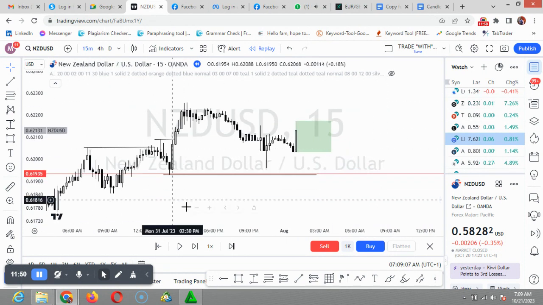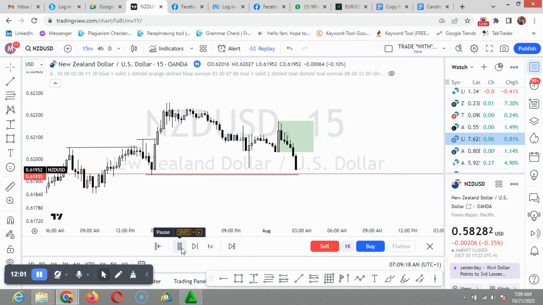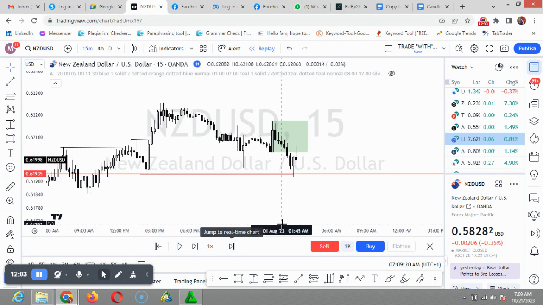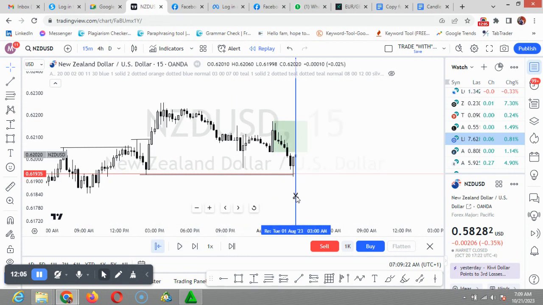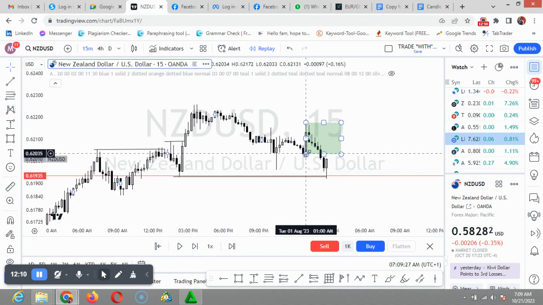Now before you mark the candle, you must have your church. I'm playing price back, so that's why it looks like I'm marking it before the church. But let me show you how to mark it. You mark the whole candle, everywhere about the candle, from the top to the bottom. So you see how I marked it, right?